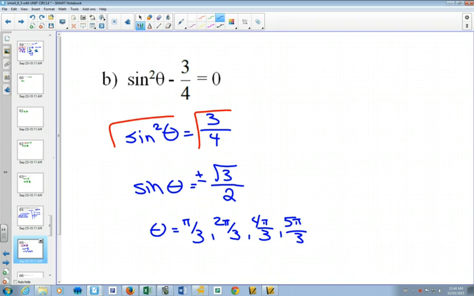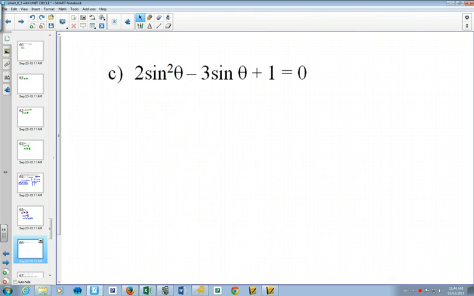So this is one, if you just have sine squared or just cos squared, that you can isolate it and you wouldn't have to factor it. But the majority of the ones that we're going to do will look something like this, where you have to factor it.